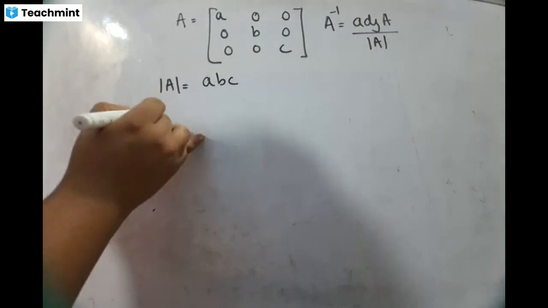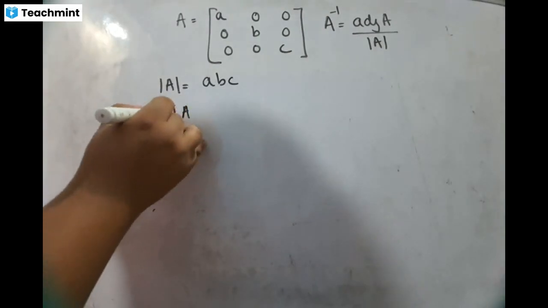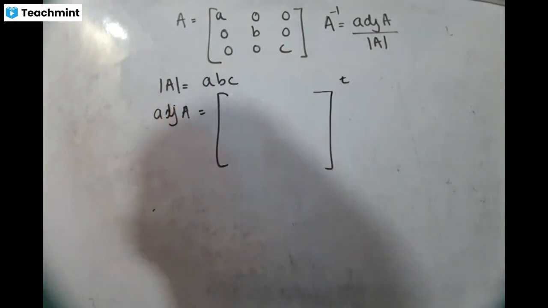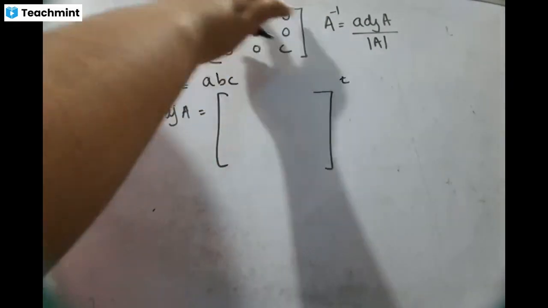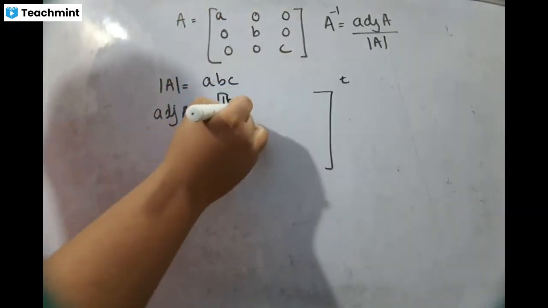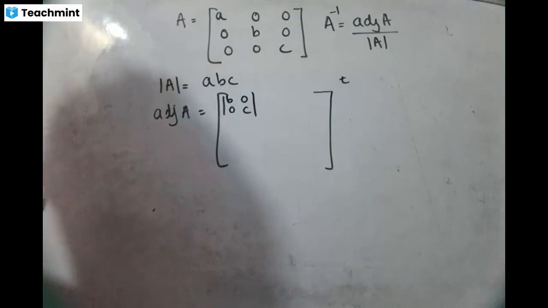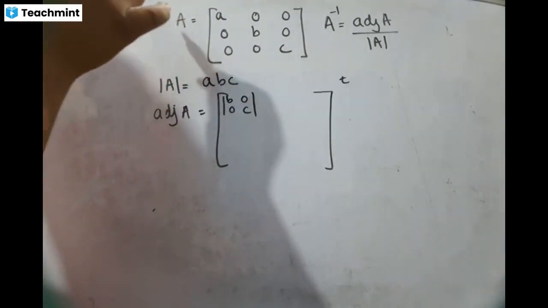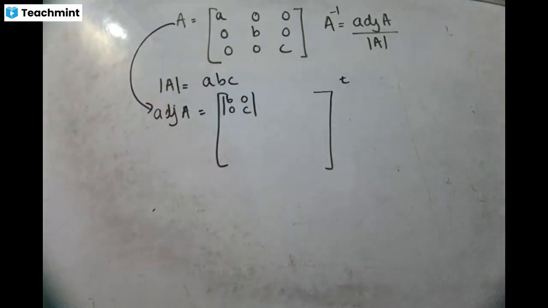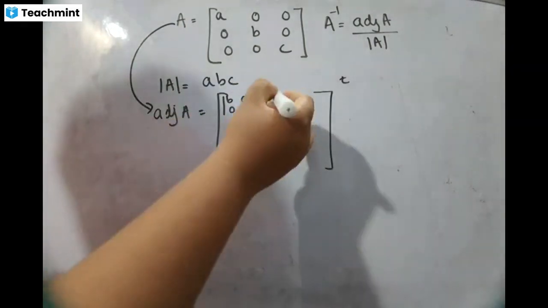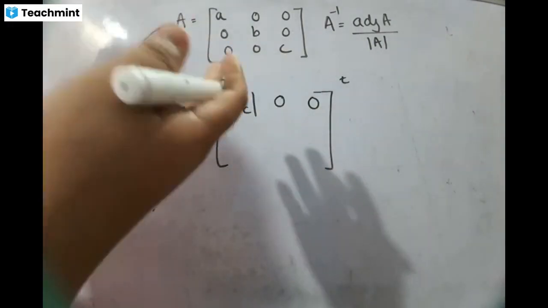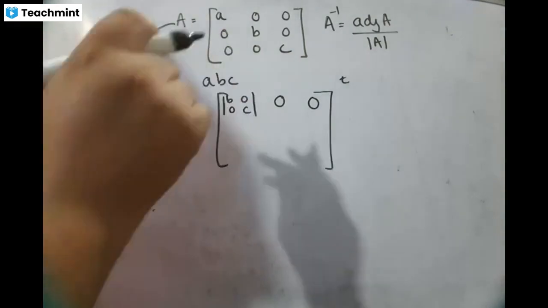Now I need to find the adjoint. And you know, to find the adjoint, I have to write down the cofactor of each and every element plus the transpose. Cofactor means, what is the cofactor of A? Cover the row and column. So when you cover the row and column of A, what is left? B, 0, 0, C. So this is the cofactor. And luckily, for a diagonal matrix, the adjoint is also diagonal. Keep that in mind. That means these numbers cannot be anything. It has to be 0. So you don't have to find out the cofactor of this. So see, you saved time out here also.